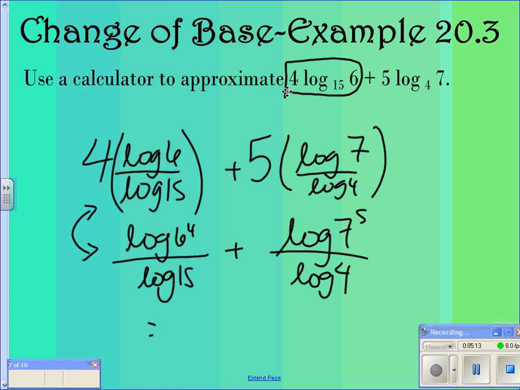What do y'all get? You agree? If they don't specify, I usually just round to 4 digits. Y'all see how that works? Okay, try it using LNs instead of logs. Use LNs instead of logs.